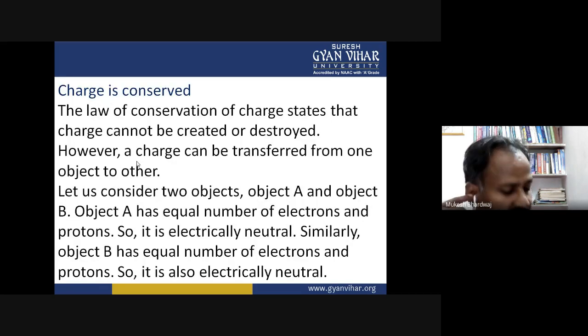Now, conservation of electric charge. Charge is conserved. The law of conservation says that charge is neither created nor destroyed; it is transferred from one object to another. So, the law of conservation of charge states that charge cannot be created or destroyed. However, charge can be transferred from one object to another.